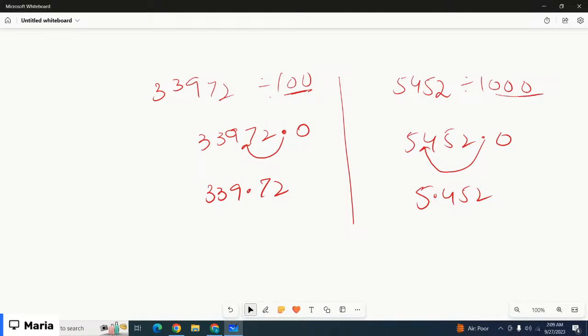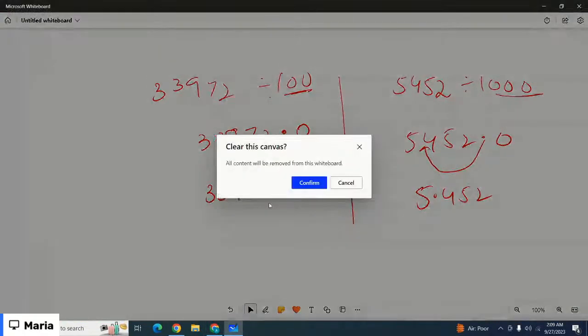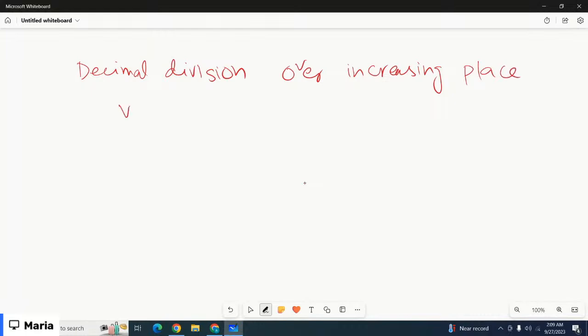So we'll do practice questions later, right? The next lesson is decimal division patterns over increasing place values. Let's see how we divide when place values are increasing. Let me write down the lesson name: decimal division over increasing place values.